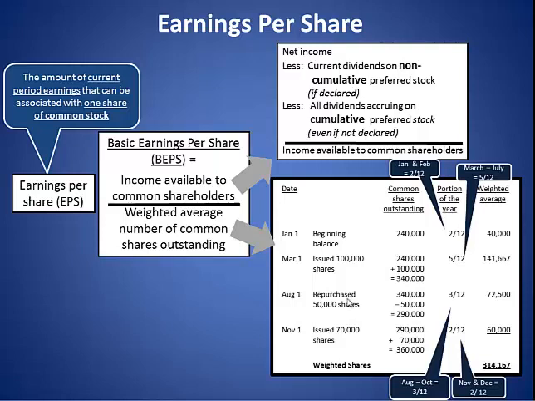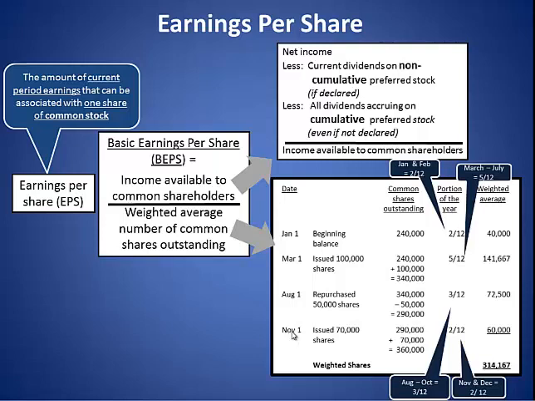August 1st, and we have another stock transaction where the company repurchased 50,000 shares from the open market. In this case, we take our beginning balance of 340,000, we subtract out our 50,000 shares, and we end up with 290,000 shares remaining. And again, for these 290,000 shares, that would be 3/12, which would be 290,000 times 3/12 equals 72,500 weighted average.